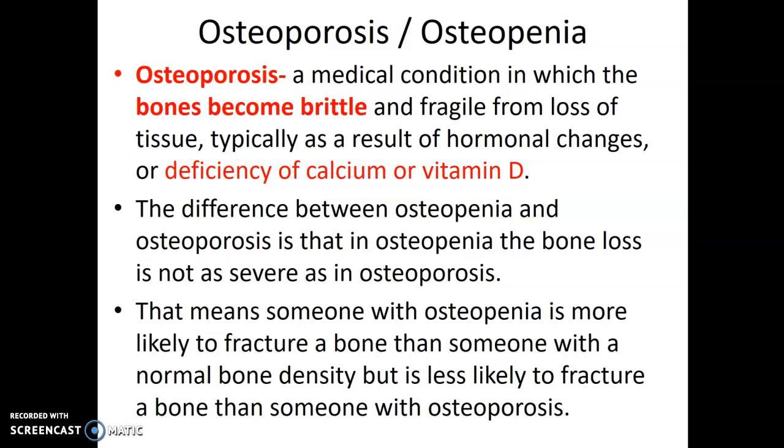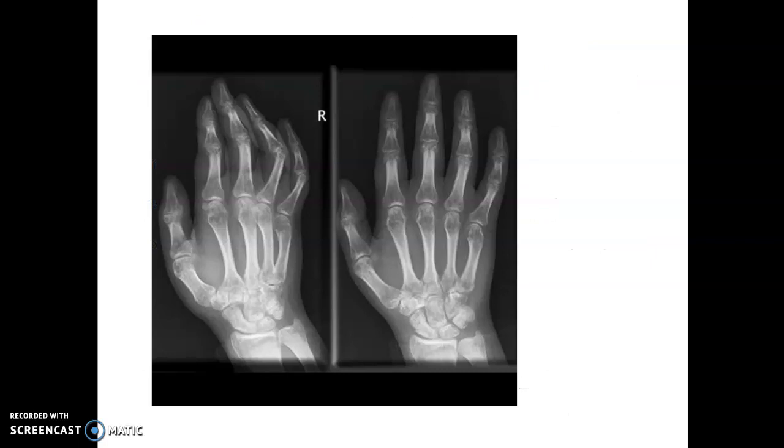Osteoporosis and osteopenia, you'll see these terms here and there, mainly in the bone density room. Osteoporosis is a condition where the bones become brittle and fragile from loss of tissue. It's usually deficiency of calcium or vitamin D. Osteopenia, the bone loss is not as severe as osteoporosis, but they can still fracture a bone. So they may have a harder time moving for you, less range of motion. Their bones are not going to be as dense as yours or mine.